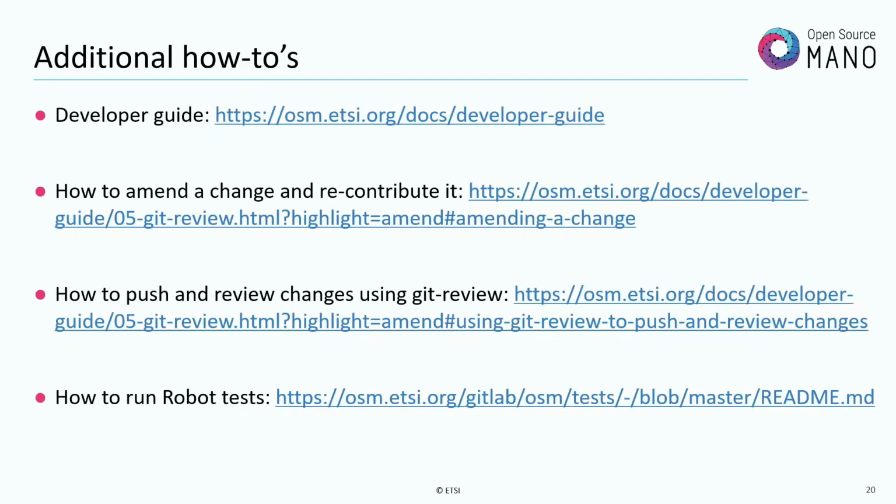Additionally, you can also check the developer guide on how to amend the change or recontribute it using the following link under the developer guide again. And there is also another way to push and review our changes using git review. We didn't talk about it at the moment. This is an alternative way to push our change. You can also follow that link to see the details. And regarding the robot test, you can check the test repository README file.